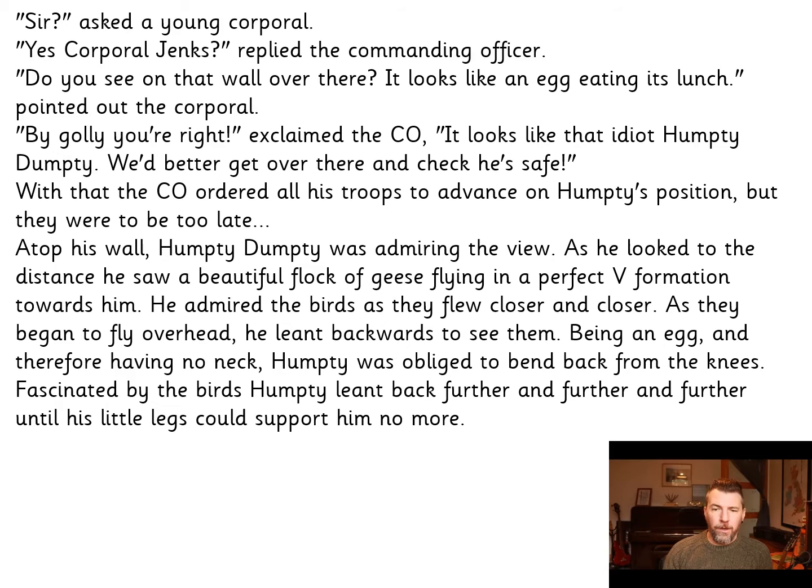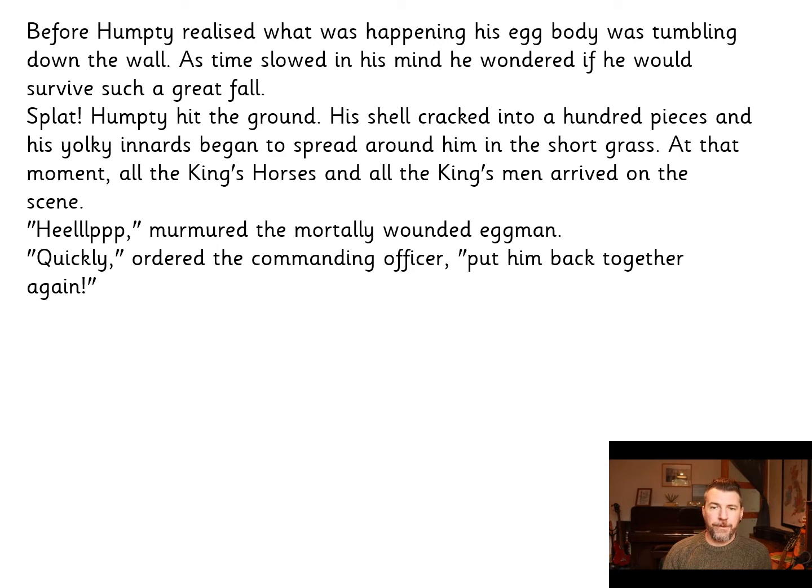Atop his wall, Humpty Dumpty was admiring the view. As he looked to the distance, he saw a flock of geese, a beautiful flock of geese, flying in a perfect V formation towards him. He admired the birds as they flew closer and closer. As they began to fly overhead, he leant backwards to see them. Being an egg, and therefore having no neck, Humpty was obliged to bend back from the knees. Fascinated by the birds, Humpty leant back further and further and further until his little legs could support him no more. Before Humpty realised what was happening, his egg body was tumbling down the wall.